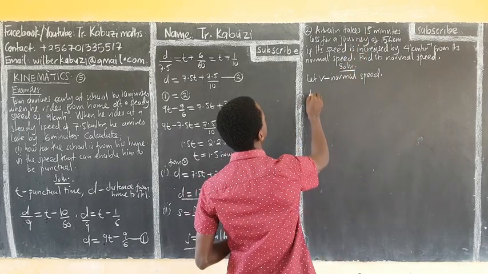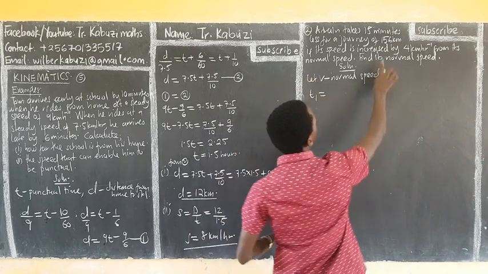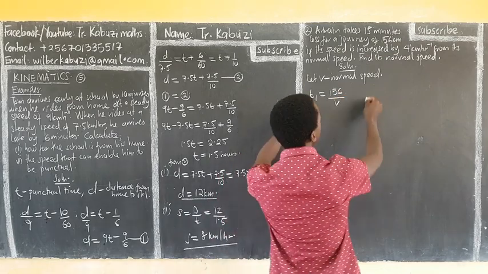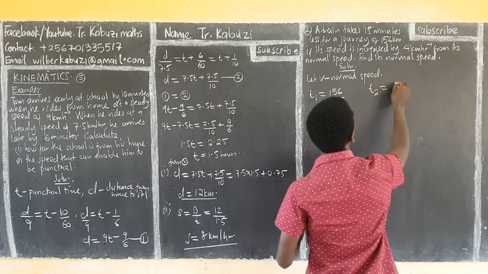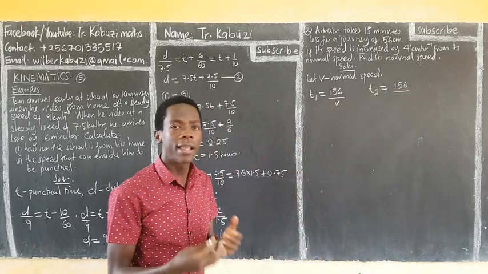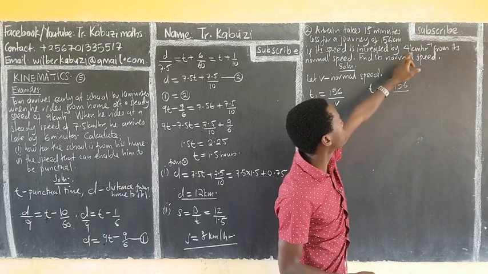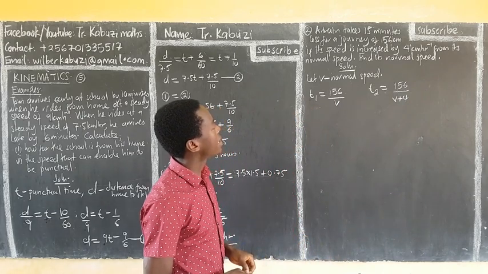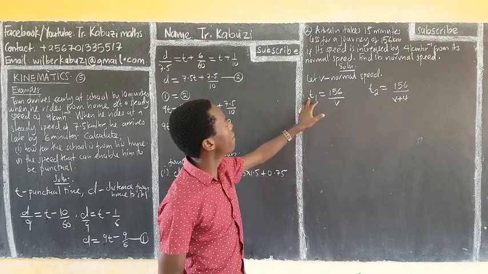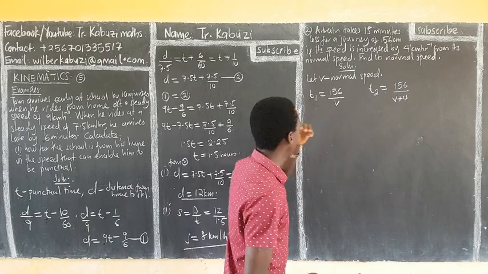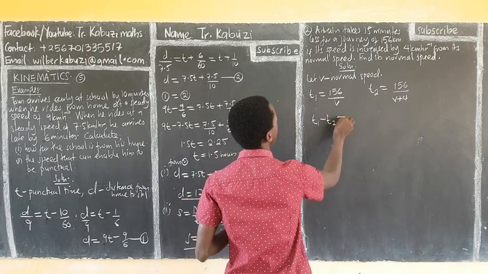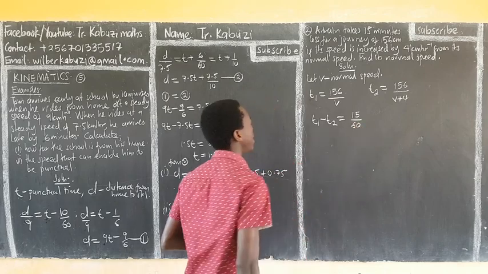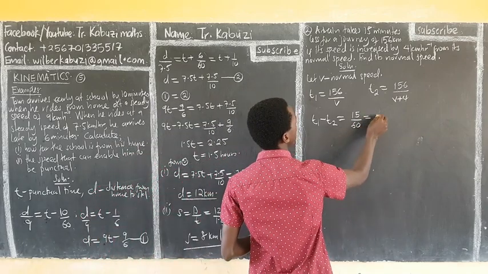It means that my first time, T1, at the normal velocity, is going to be 156 over V. Then the second time, T2, is when the train is covering the same distance, but now we are increasing the velocity by 4. It means that from this V, we are going to add on 4 kilometers per hour. They are telling us that if it's increased by 4 kilometers per hour, it's going to take less. It means that now our T1 minus T2 is going to have a difference of 15 minutes. But because these are in hours, we convert them, so this is going to be a quarter.